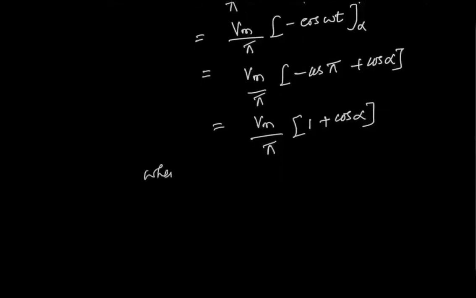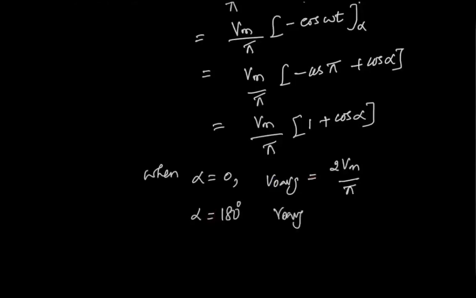Now, we can change the V0 average by changing the alpha value from 0 to 180 degrees. When alpha is equal to 0, V0 average will be equal to 2 Vm by pi. When alpha is equal to 180 degrees, V0 average will be 0.